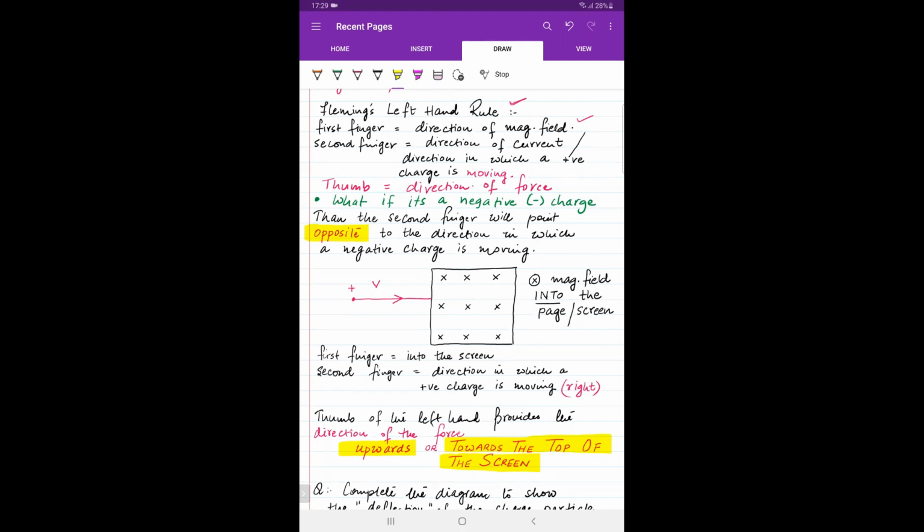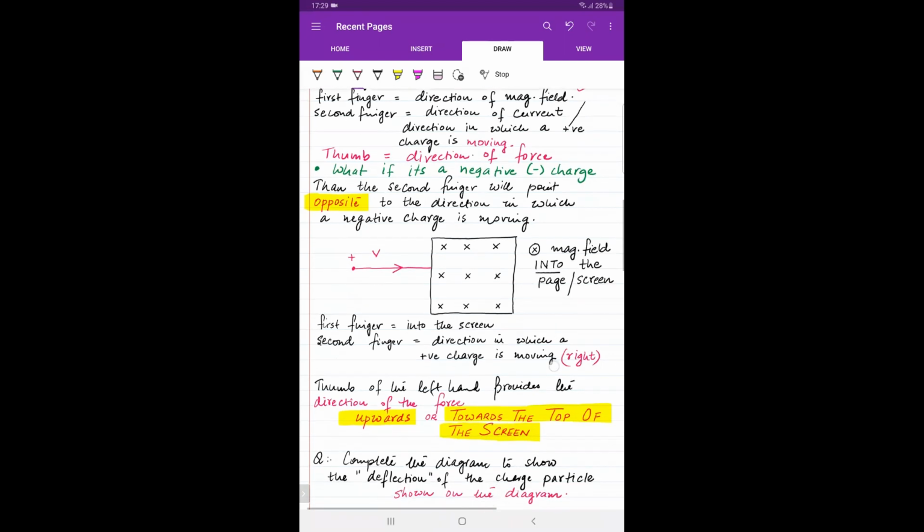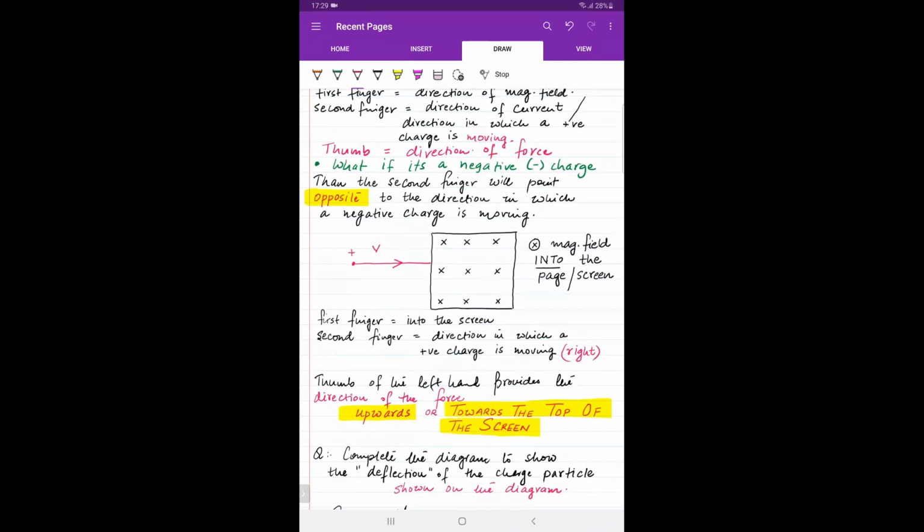दोनों में से जो भी wording सही लगती है. Which means अगर मुझे diagram पे draw करना हो ना, मैं बना के दे रहा हूँ. So the next part was complete the diagram to show the deflection of the charge particle. So वो बना के दिखा देता हूँ. So upwards और towards the top of the screen, तो kind of ऐसे करके बना दीजिएगा. और मैं mention कर देता हूँ deflects upwards.